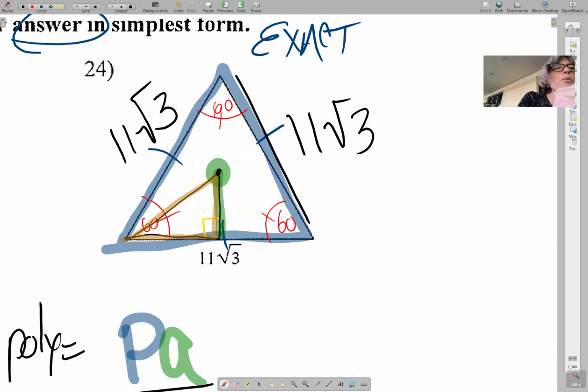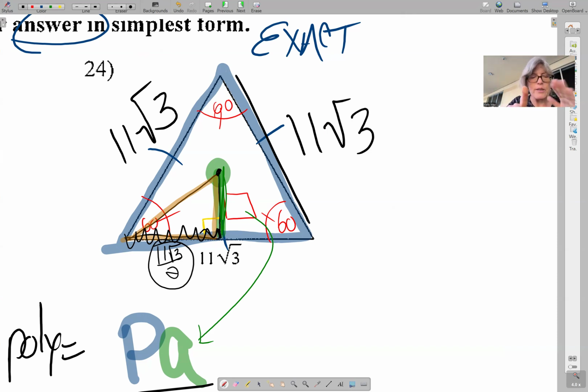So be very careful with this. Your short leg is going to be here. We need that. That's going to be your green apothem. Whatever this is right here is going to go there. Problem is you don't have it. So let's start with, what do you have? We have this side length. Careful there. Simplest exact form, no decimals. That means that side length needs to be 11 root 3 over 2. Yeah, leave it.